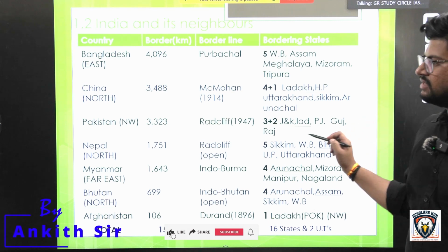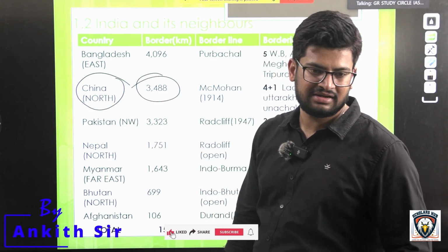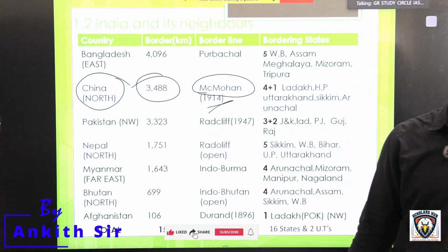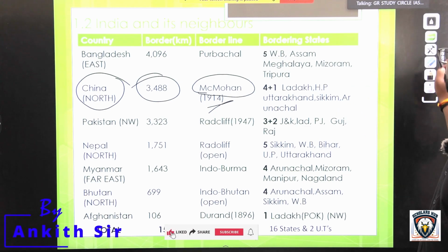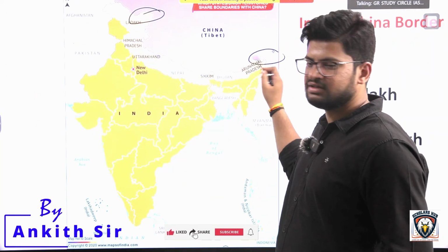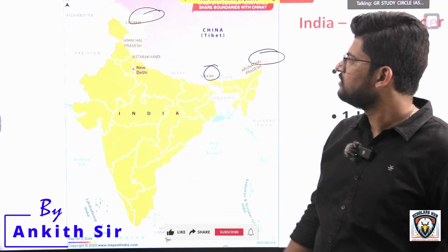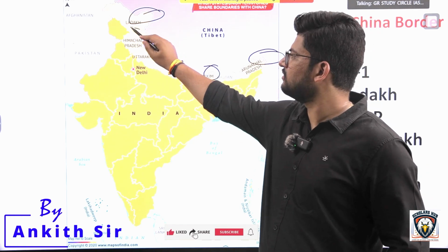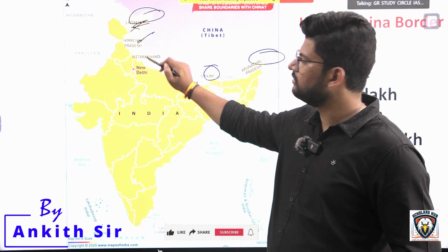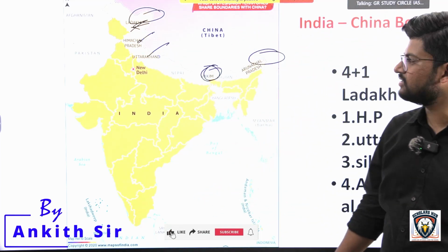Then next is China. In the north of India you have China, 3488 kilometers. So the boundary line is called McMahon line. In 1914 it was drawn by McMahon. Controversial, one of the most controversial boundary lines. We have western frontier, eastern frontier and the central area. So in the west you have Ladakh, Himachal, Uttarakhand, 1, 2, 3. Central Sikkim, eastern Arunachal Pradesh.